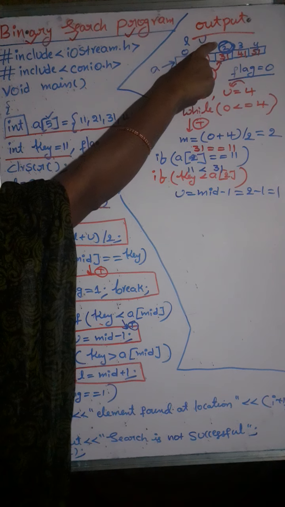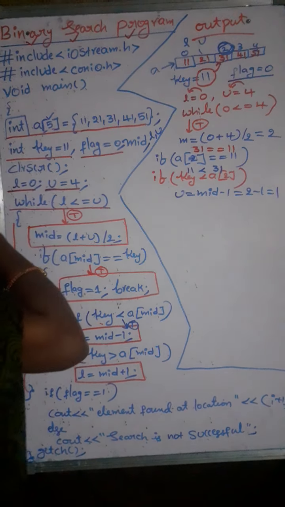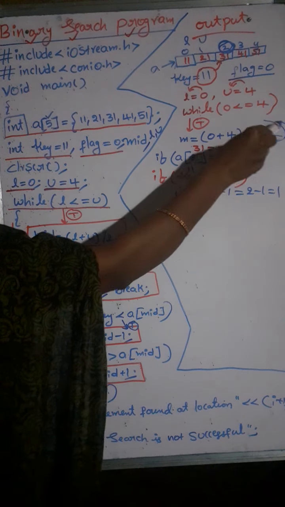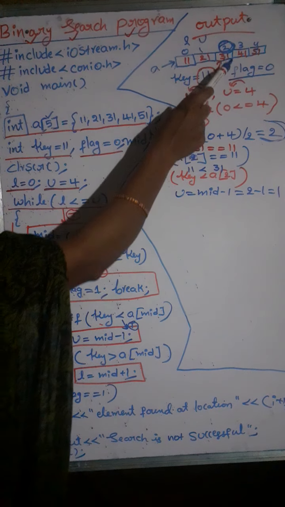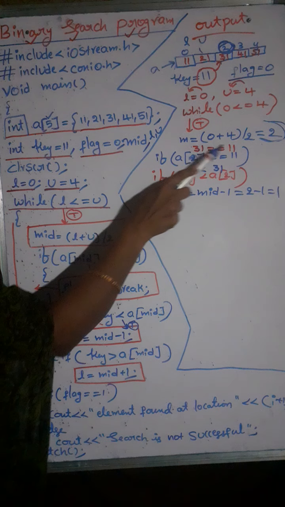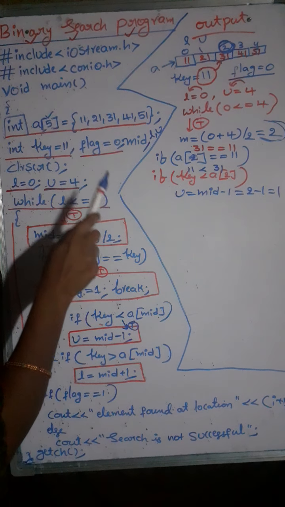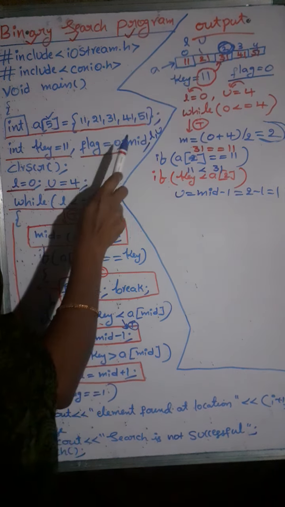So here what we have done is, first we found the middle index. How to find the middle value? Lower value plus upper value by 2. So the middle index is 2. Now I need to check whether this value is equal to the key value. No, so the search is not successful. Here, if you observe, the required element is less than this element.